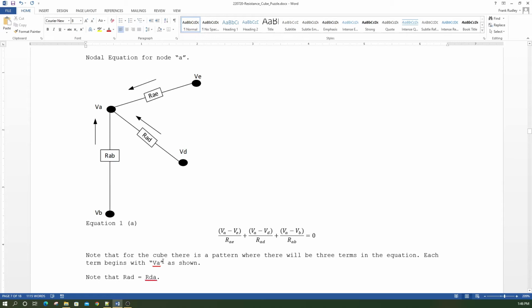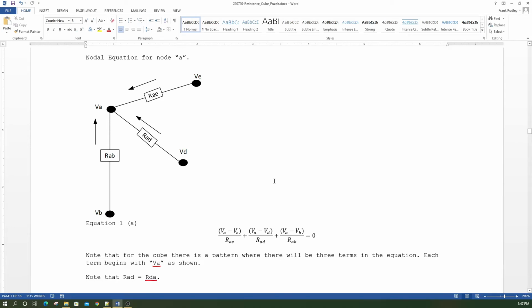So note for the cube, there's a pattern where there will be 3 terms in the equation. So these are the 3 terms. For other geometric shapes, you could have 3 terms, you could have 4 terms. It depends how everything's connected. But for a cube, every node has 3 terms. I just wanted to note that RAD is the same as RDA. The resistance doesn't change whether you're going this way or that way.